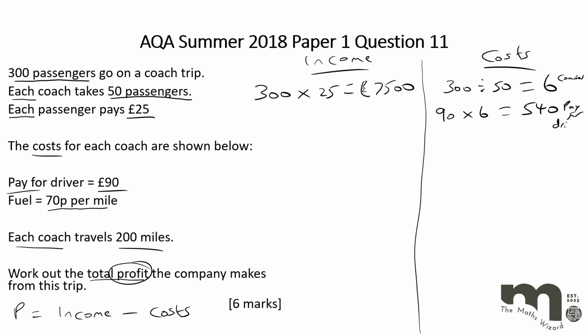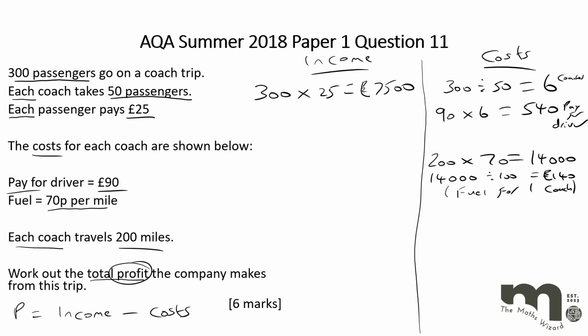Then we've got the petrol. This is the tricky bit here. So if we do it for one coach first, we've got 200 times 70. So that's going to be 2 7s, which is 14. Then we've got 3 zeros there. Now that's in pence, remember, because the 70 is in pence. So remember there are 100 pennies in a pound. So if we divide that by 100, we get £140, and that's the fuel for one coach. So I'm just going to write that down there.